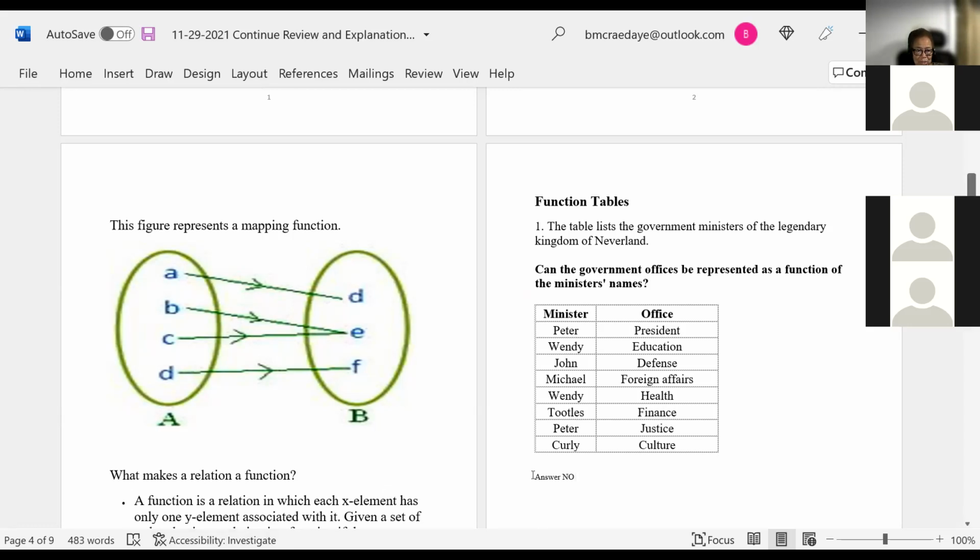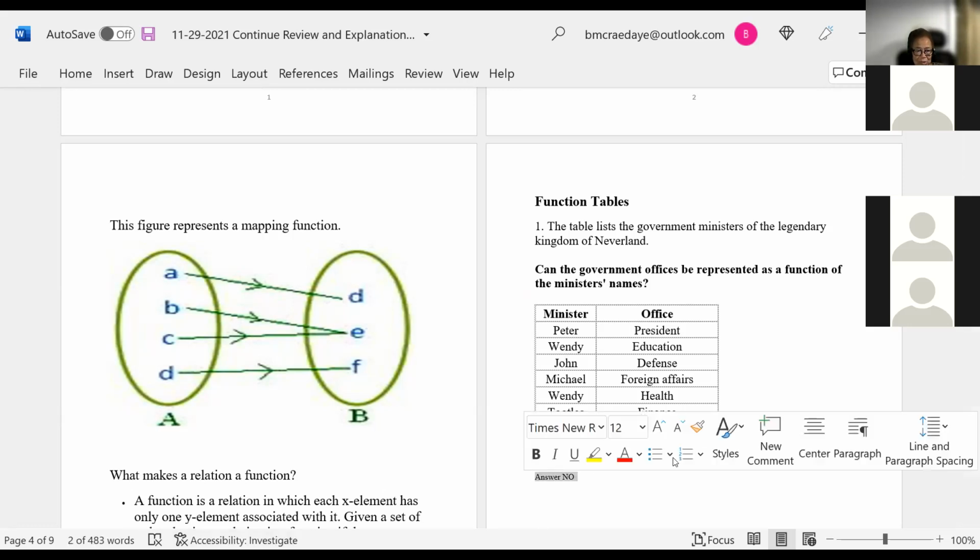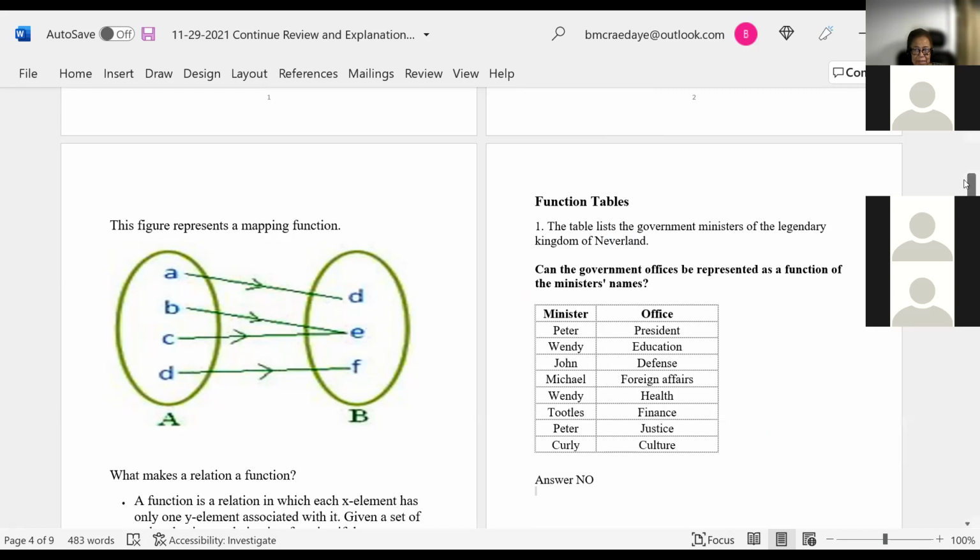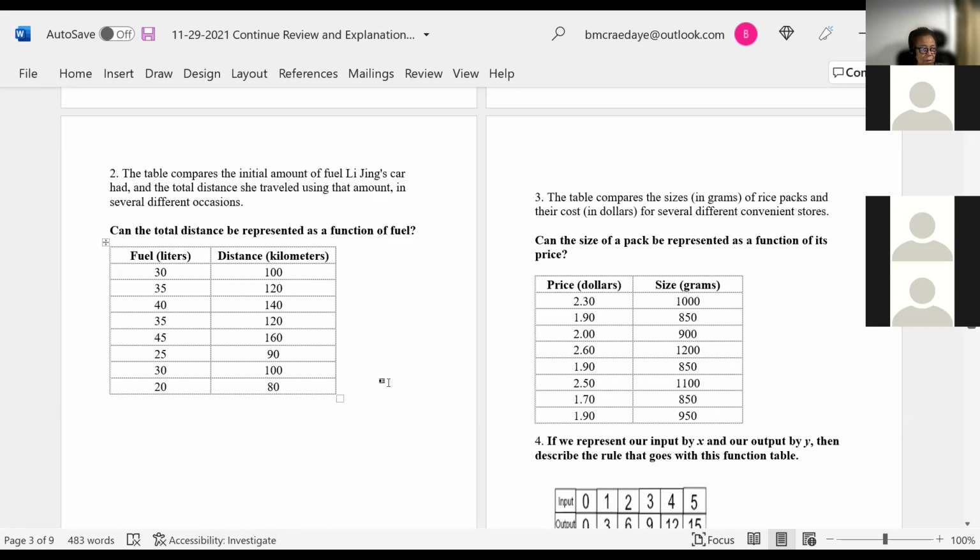So you can do this without it being numbers, okay? And this is kind of a nice way to see it. Okay, let's look at another table. Latoya, number 2. Can the total distance be represented as a function of fuel? Yes or no?